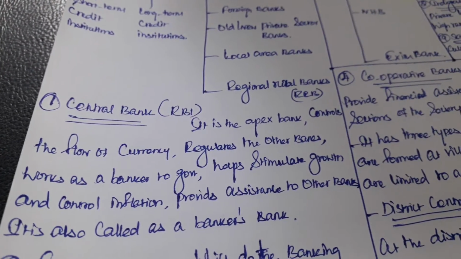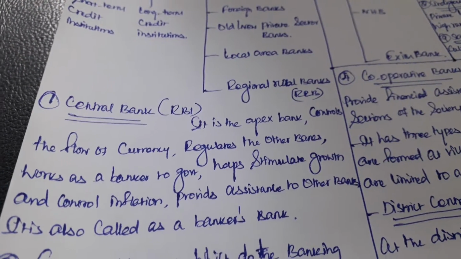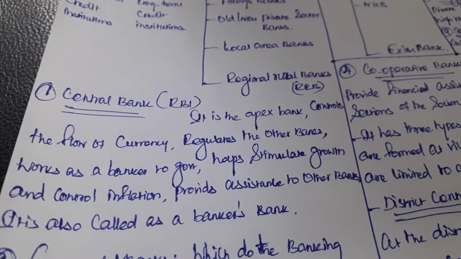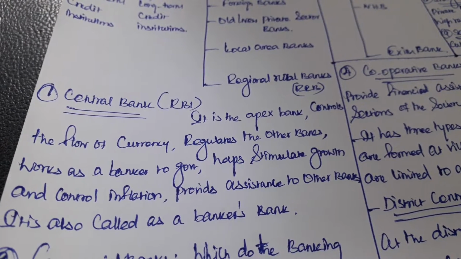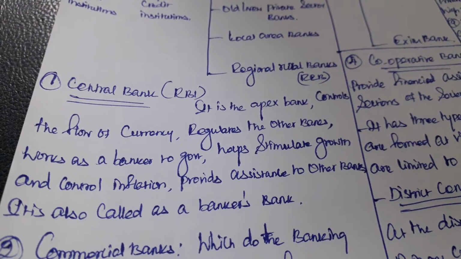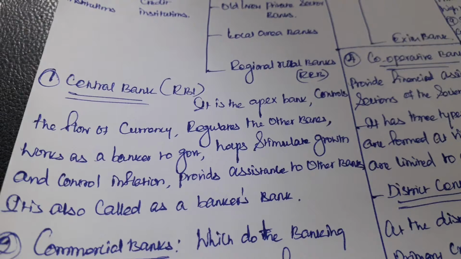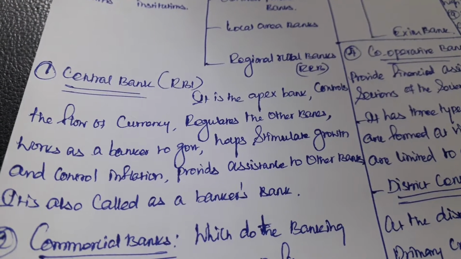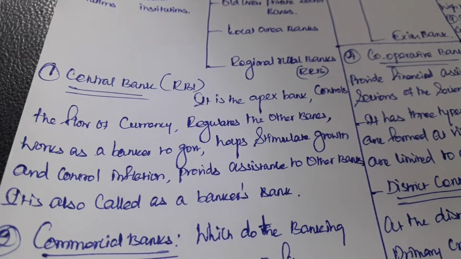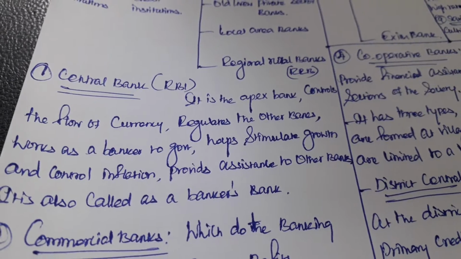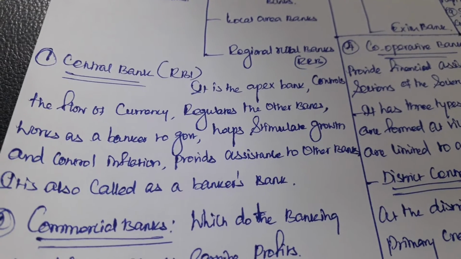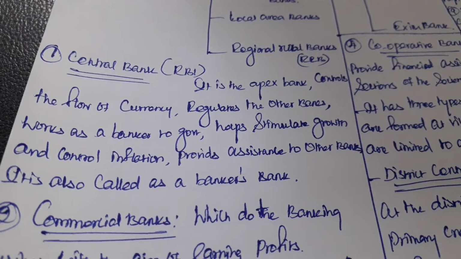The first one is a central bank. It's also known as RBI, Reserve Bank of India. It is the apex bank. What do you mean by apex bank? It is in the top position of the banking structure. It controls the flow of currency in the economy, regulates the other banks, regulates the commercial banks and the development banks and cooperative banks. It has legal regulations also that should be followed by the other commercial banks.